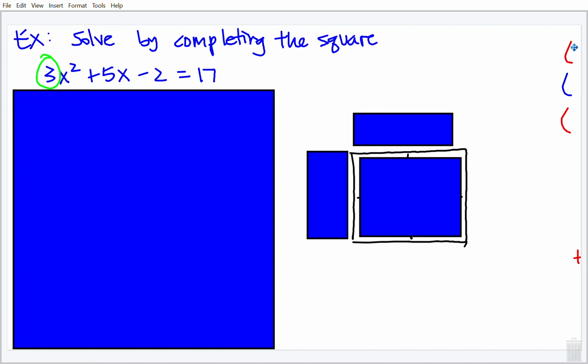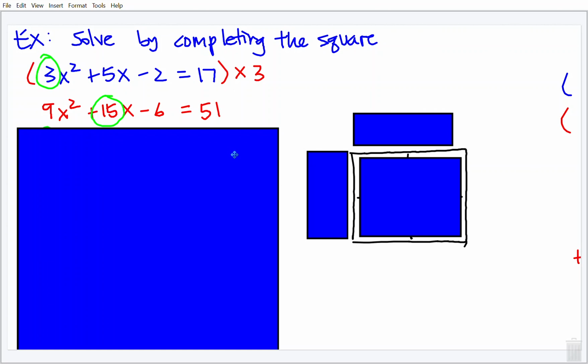Let's make it happen. We're going to multiply both sides of the equation by 3. When we do that, we'll have 9x squared plus 15x minus 6 equals 51. But as you can see, I've got the plus 15x, or the plus 15 circled there. The next step would be to evenly divide 15 into this spot and this spot of the area model.